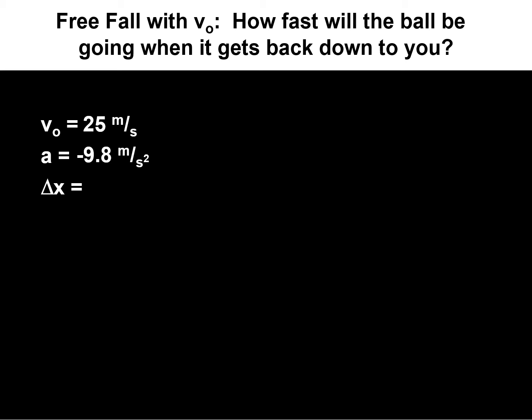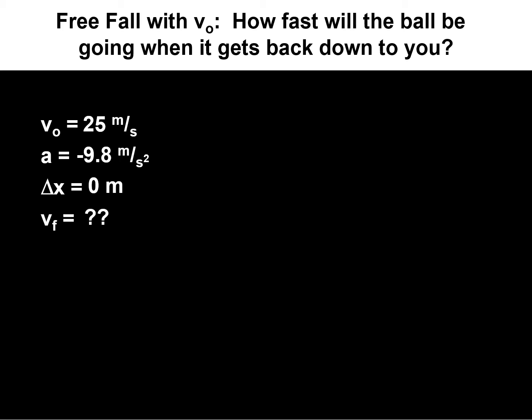It's going to go up and it comes back down, so we think the displacement is upward then downward. But remember, displacement is final minus initial. If it starts at the height that you throw it from and then ends at that same height, then the total displacement is going to be equal to 0. So how fast is it moving when it comes back to you? That's what we're going to be looking for.